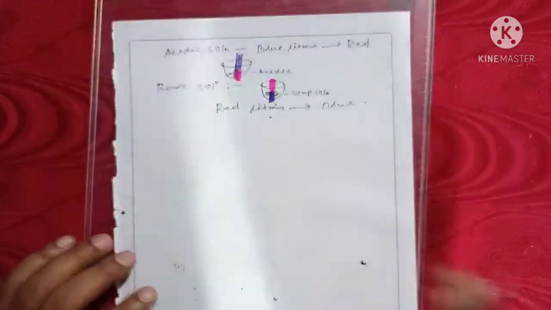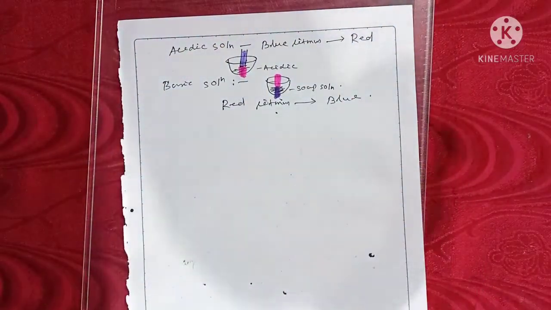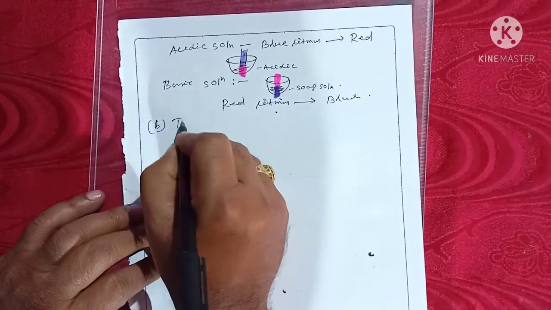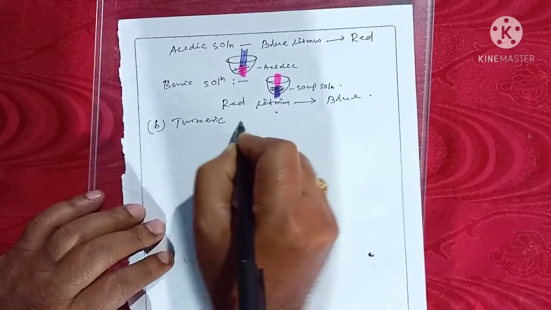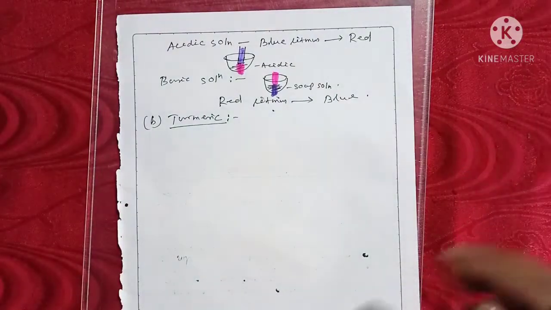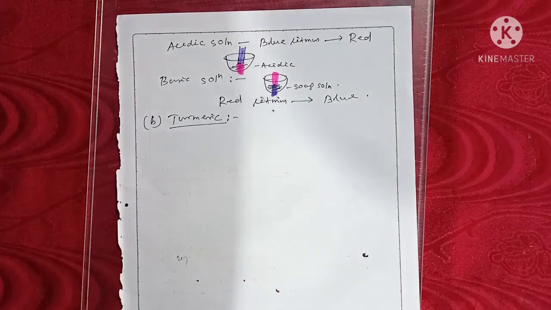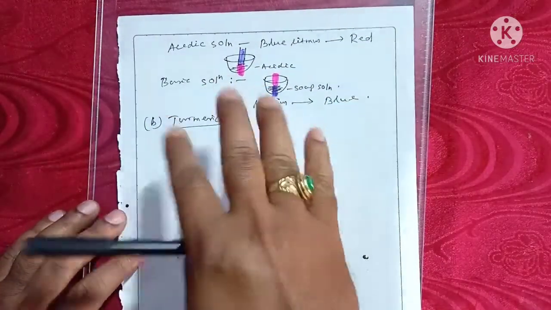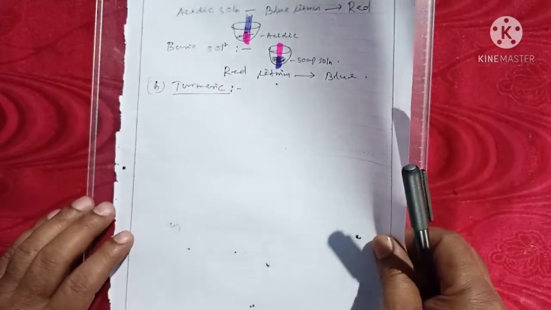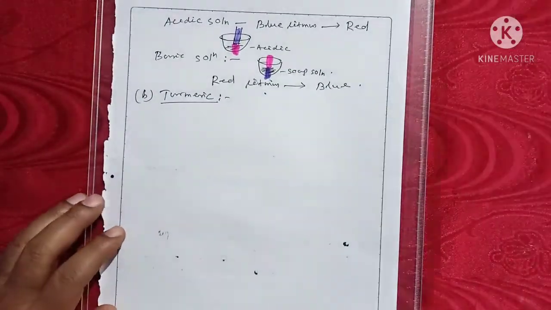Okay. Now we shall discuss another natural indicator, that is your turmeric powder, which is readily available in your home. So we shall do it and observe how we can use turmeric as our natural indicator. For that I am doing a simple experiment here.